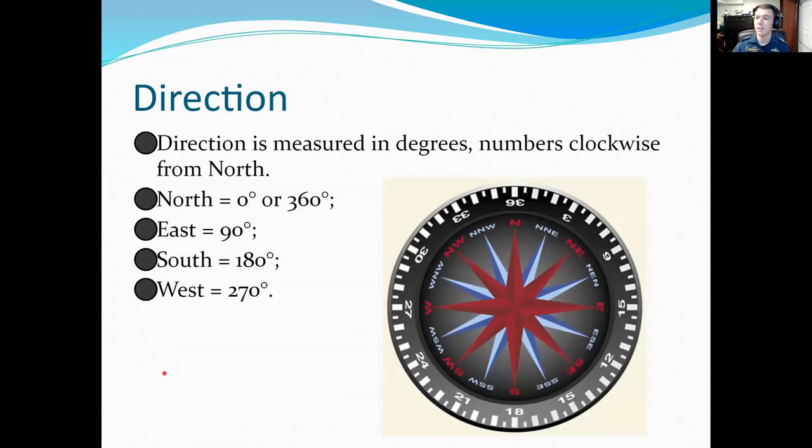Direction. I'm sure you guys have gone over this before as well. Direction is measured in degrees, and we have our cardinal points on the compass. So we've got north, east, south, west, and then the next secondary points are northeast, southeast, southwest, and northwest. Just remember that north and south take priority, and then east and west.